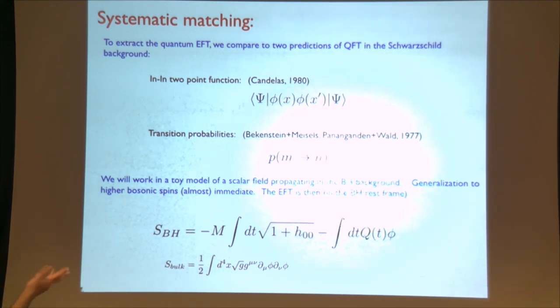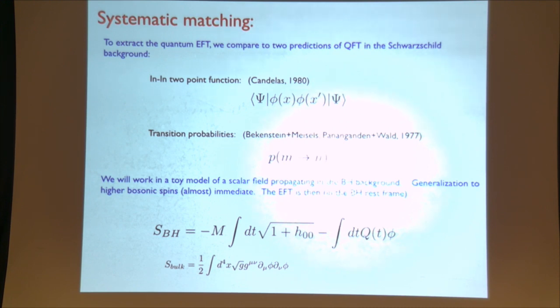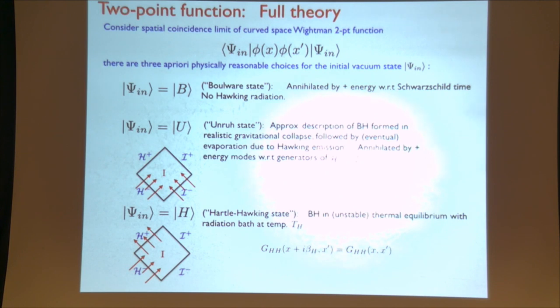I'll come back to the effective theory of gravitons coupled to the black hole at the very end. But just to make things as simple as possible for ourselves, I'm going to now treat the black hole as still a point object. But instead of a graviton, I'm going to have a massless scalar that's scattering off of it. So in this point particle limit, it couples, again, to some operator that lives on the world line times the scalar. So let me first discuss the two-point function.